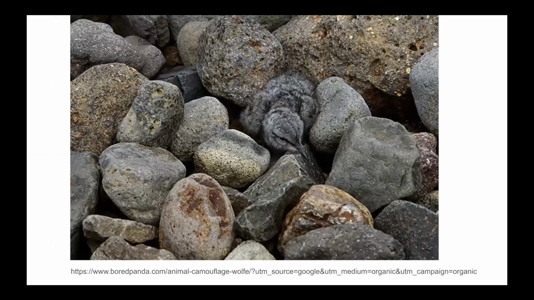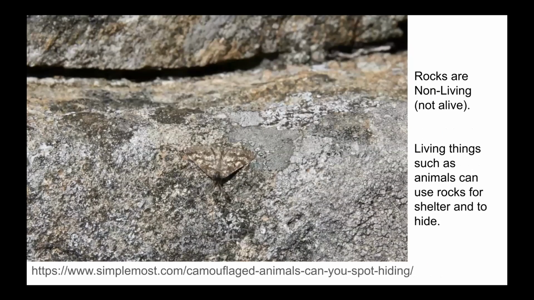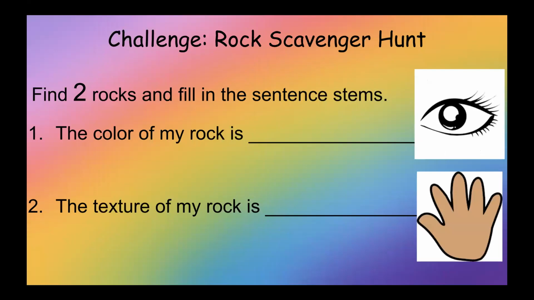And then in our next picture, describe the color of these rocks and see if you can find the animal that's hiding inside of it. And it is a bird. So hopefully you were able to spot it right over here. And then in our next picture, see if you can find the animal that's hiding on this rock. And again, rocks are very important for our animals to use for shelter and to hide. And there is our hidden animal there. It's a moth.